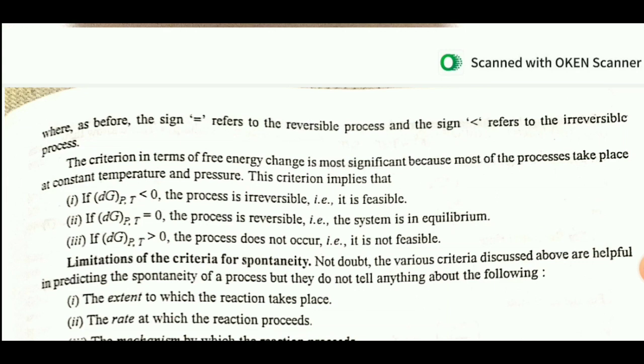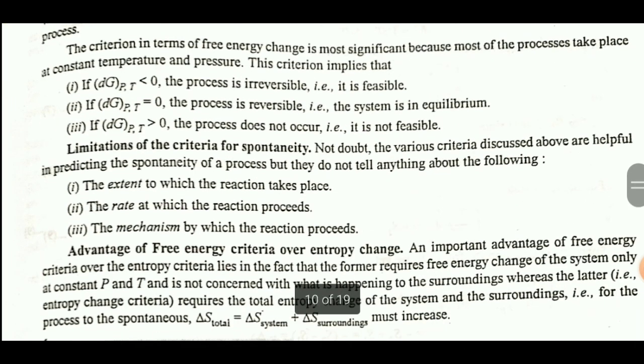The criteria in terms of free energy change is most significant because most of the processes take place at constant temperature and pressure. This criteria implies that first, if dG at constant P and T is less than 0, the process is irreversible, that is, it is feasible. Second, if dG at constant P and T is equal to 0, the process is reversible, that is, the system is in equilibrium. Third, if dG at constant P and T is greater than 0, the process does not occur, that is, it is not feasible.